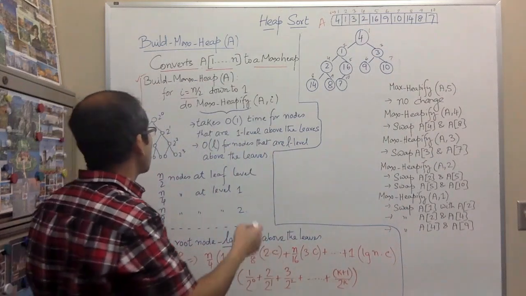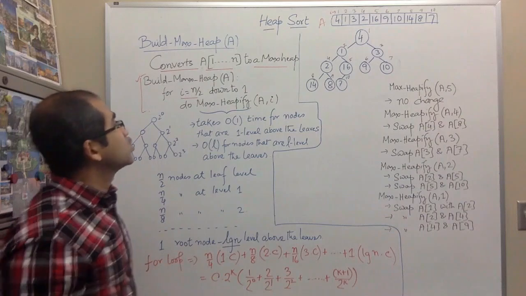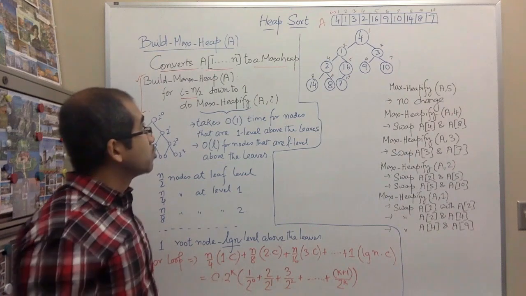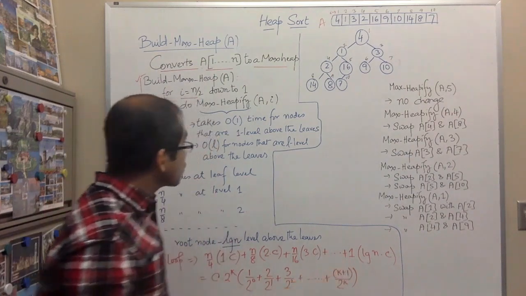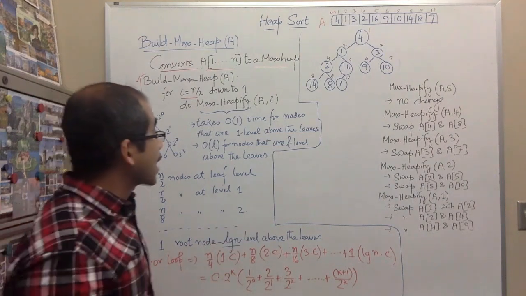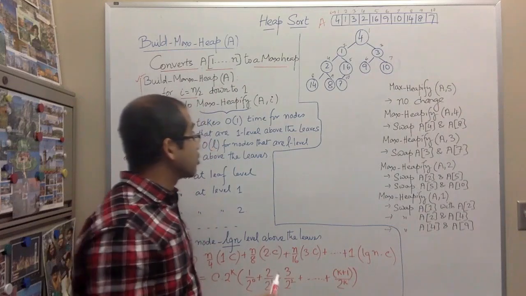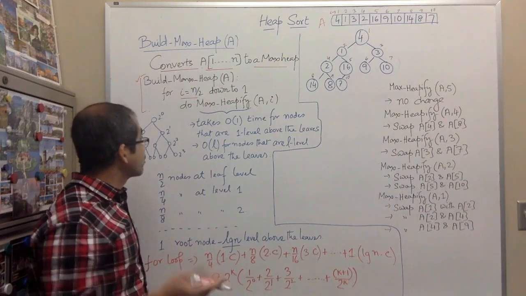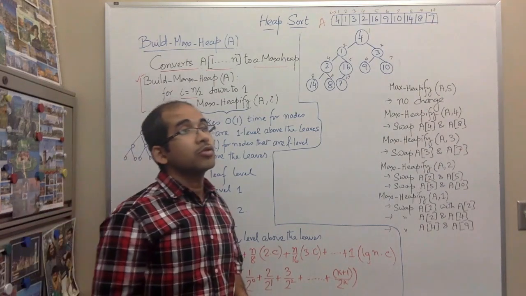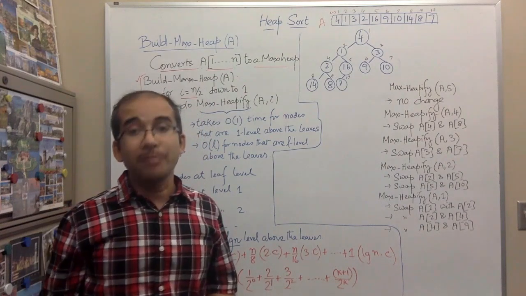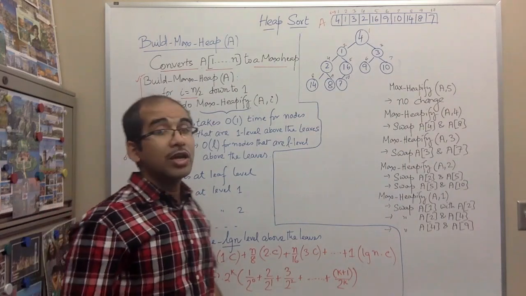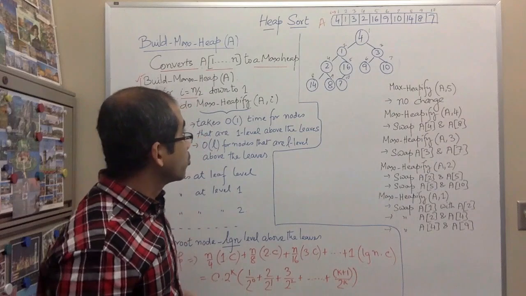Now, when i equal to n by 2 down to 1, why n by 2? Why do we want to go from n by 2 and not from n to 1? The reason is that the remaining half of the nodes are at the leaf level, as we showed in a previous video. They are basically trivial max heaps, because they do not have any children, so there is nothing to max heapify there. They trivially satisfy the max heap property, so we can just forget them.